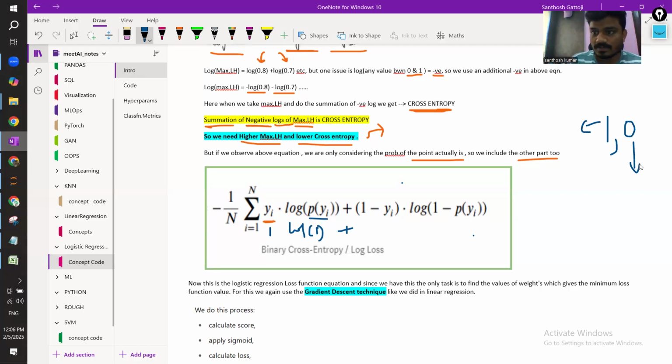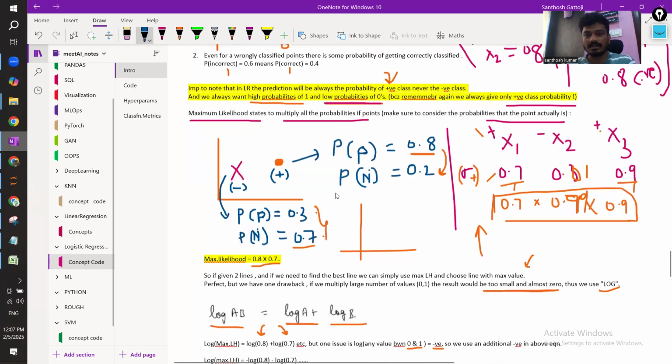So for the zeroth class, this first part will become 0, plus 1 minus 0, this will be 1. 1 minus 0 is 1 into log of 1 minus the lesser probability, so you will get a higher probability. For the negative class, the sigmoid probability will be 0.1, 0.2, lower. So when we do 1 minus that, we will get a higher value. Let's say 1 minus 0.1, this will be higher. Same thing we studied here.